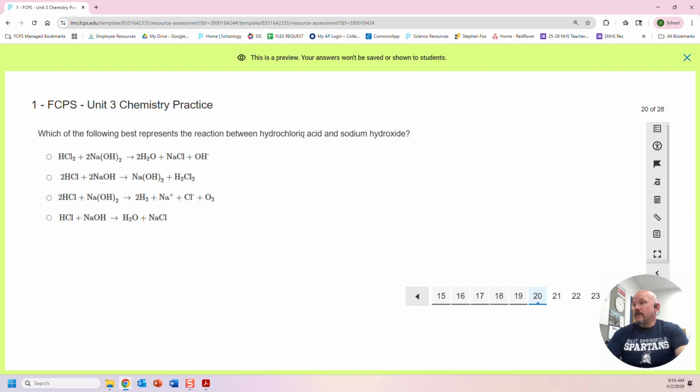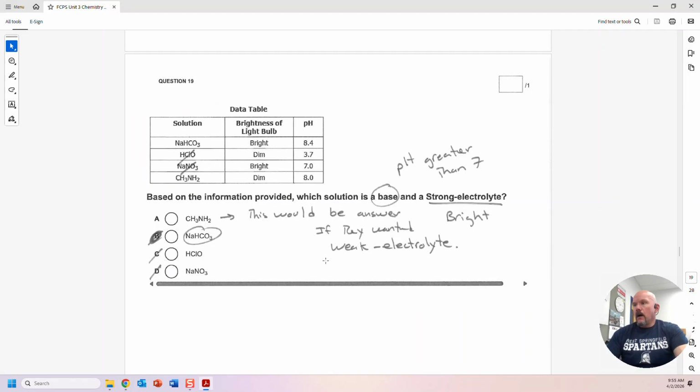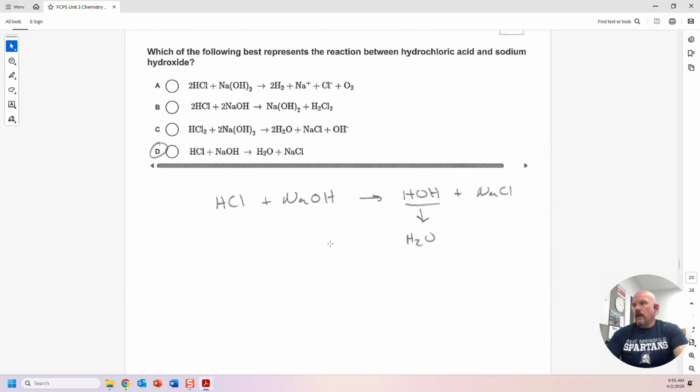So hydrochloric acid, sodium hydroxide, hopefully that's an easy one, right? It's just acid-base neutralization. It's a double replacement reaction. So H plus is going to pair up with OH minus, you're going to get water, and then sodium will be paired up with chloride, you'll get sodium chloride, okay? So if you're trying to predict what it's going to be, H plus pairs up with OH minus, you get HOH, which is water, and then sodium chloride.